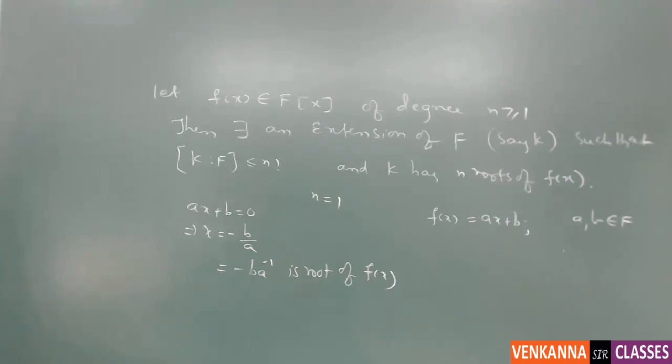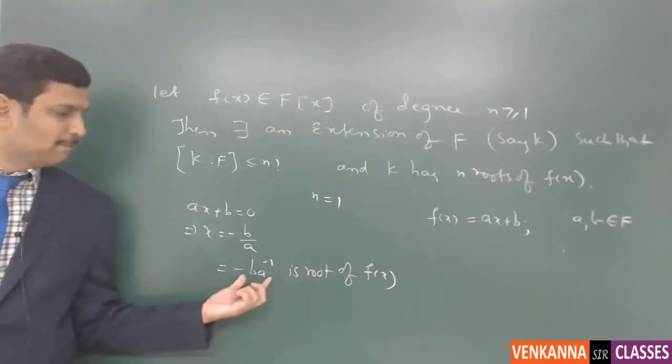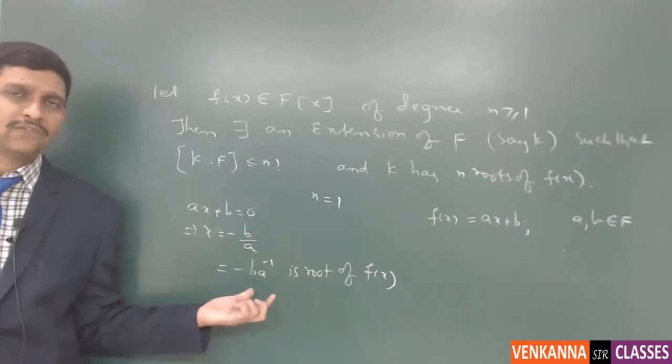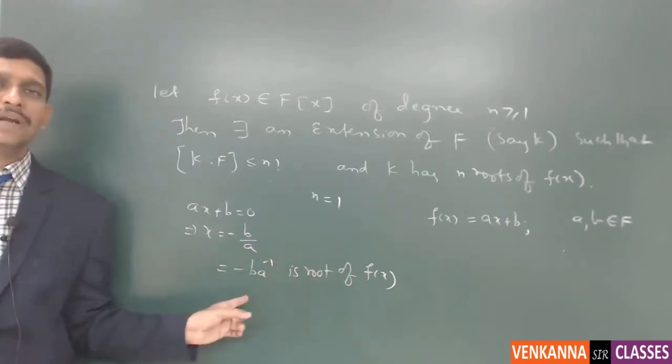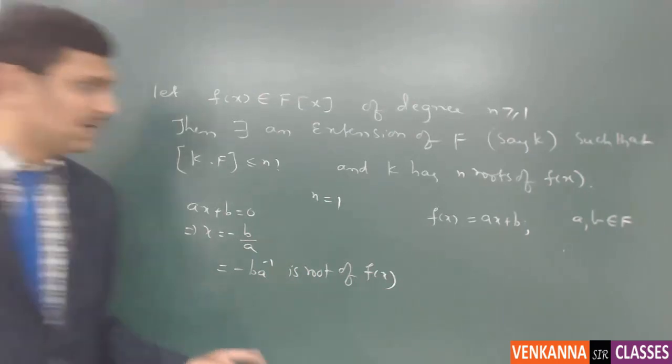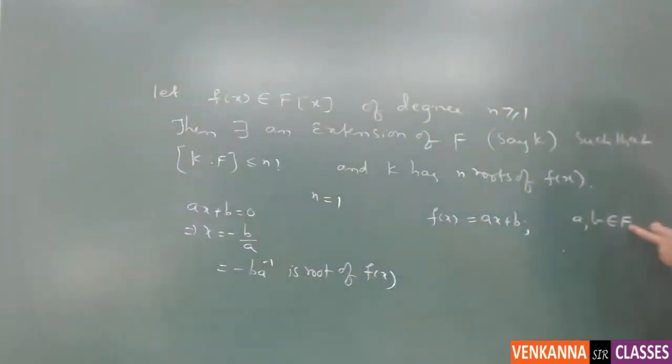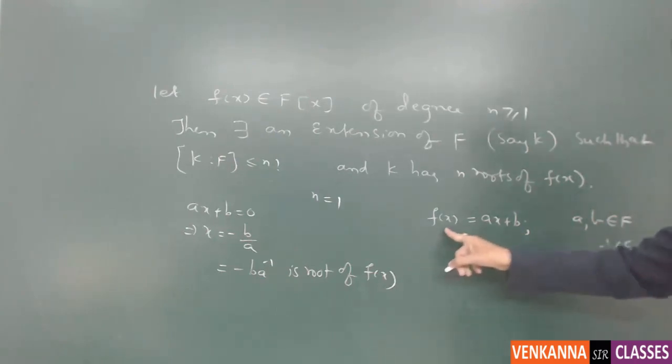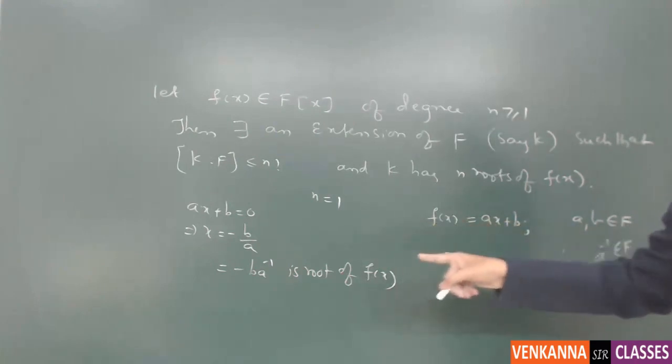And here, what is the place of this value? In other words, in what set does this element belong? The coefficients are taken from F, so a is an element in F, b is an element in F, so a inverse also belongs to F because F is a field. So minus b a inverse also belongs to F by the closure law. So f of x has a root minus b a inverse in F.